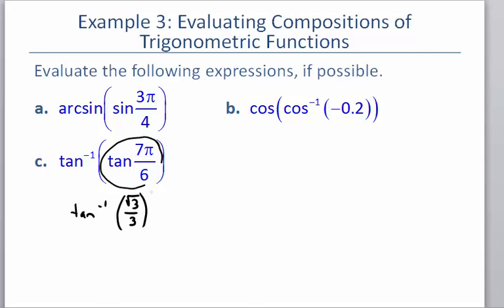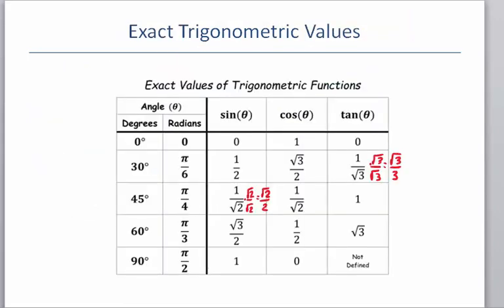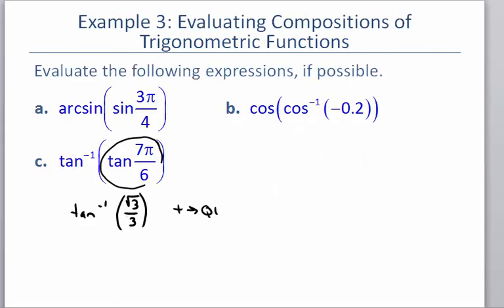And now we're going to take the inverse of that angle. Okay, so again, if it's positive, we know that our tangent inverse should pull an angle out of quadrant 1. So let's go back to our chart. I need a place where tangent is equal to square root of 3 over 3, which is here. And our angle will be pi over 6. And so the answer to this will be pi over 6.